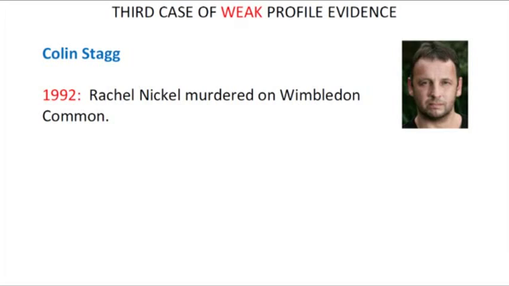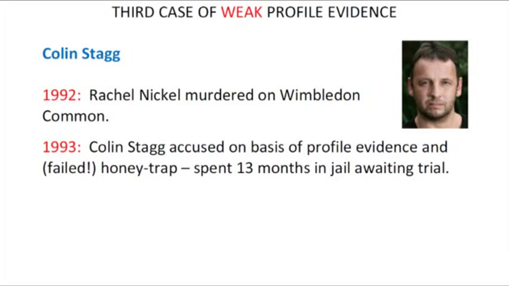A third case of weak profile evidence is that of Colin Stagg. In 1992, Rachel Nickell was murdered on Wimbledon Common. A clinical psychiatrist named Paul Britton was called in, and he came up with an appropriate profile, and Colin Stagg was found to have exactly that profile and to have been on Wimbledon Common that day. The police seemed convinced that it must be him, and on the basis of that profile evidence, they set a honey trap for him, which didn't work. It was intended to get him to confess, but he didn't.